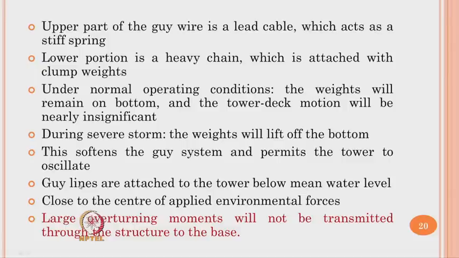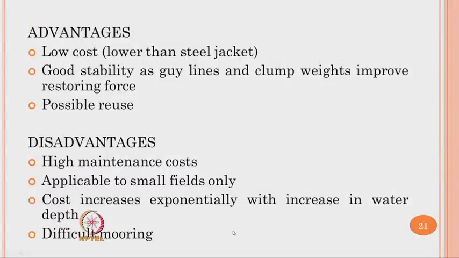Guy lines are attached to the tower below the mean water level and they are close to the center of applied environmental forces, which will make the center of gravity and the mass center focused on a specific point, which improves the stability of the platform. Large overturning moments will not be transmitted through the structure to the base because the base is not fixed but hinged, and we all know from the basics of mechanics that any hinged connection will not transfer moments from the superstructure to the foundation.